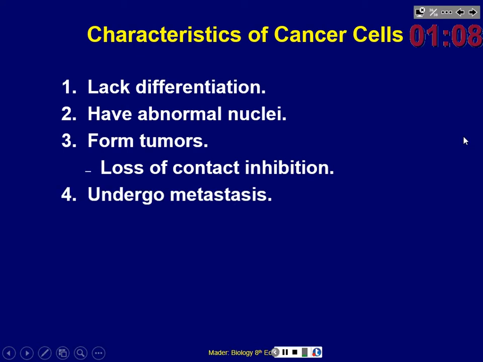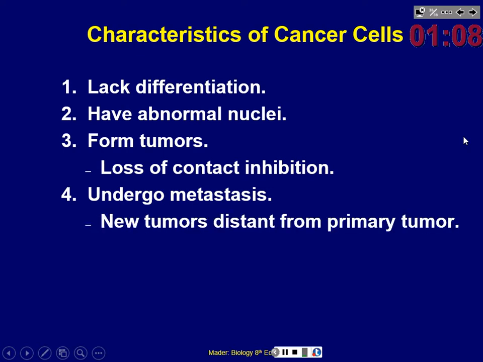Cancer cells also have the ability to undergo metastasis. You've probably heard of individuals' cancers metastasizing to a different location. This is the ability to develop a tumor distant from the primary tumor. New tumors distant from the primary tumor.